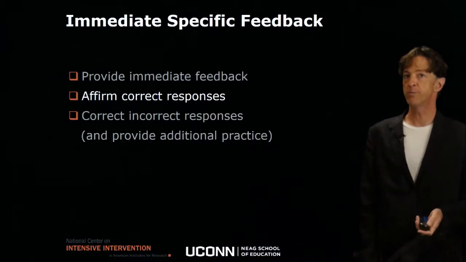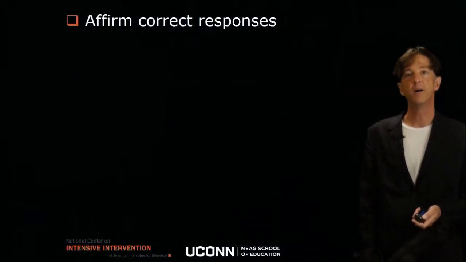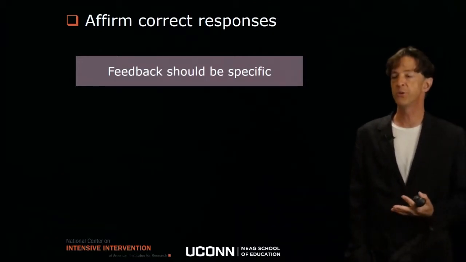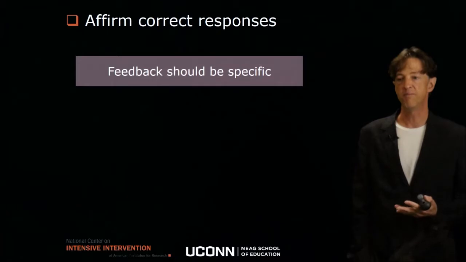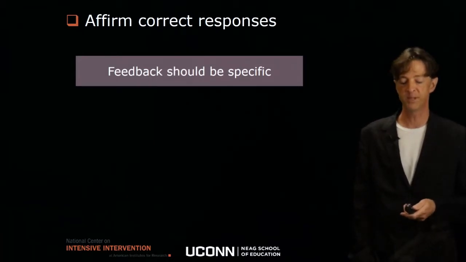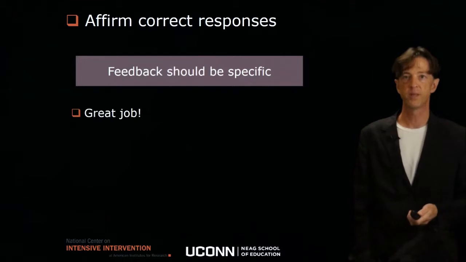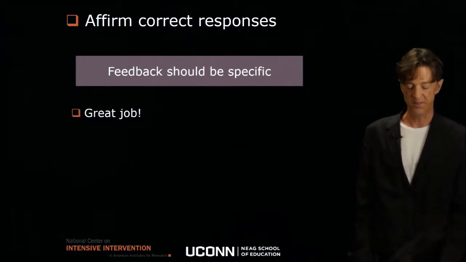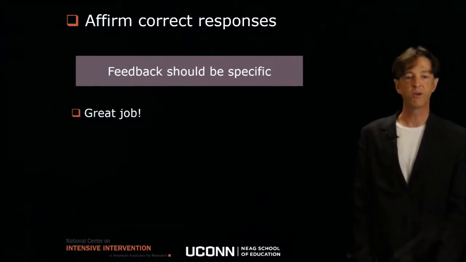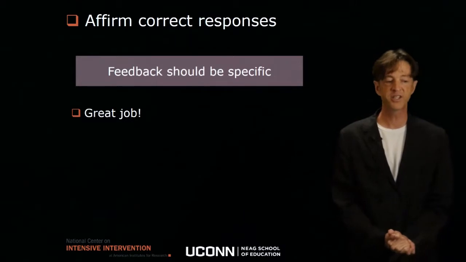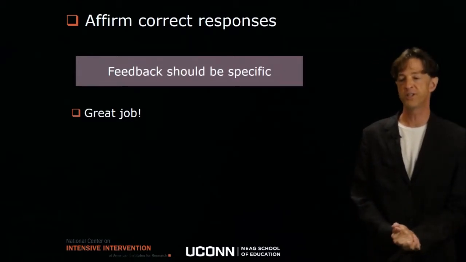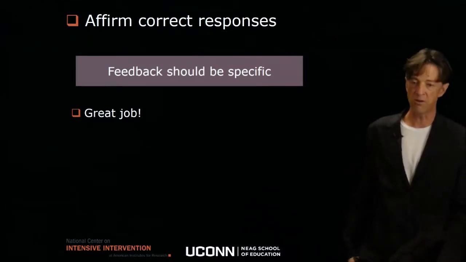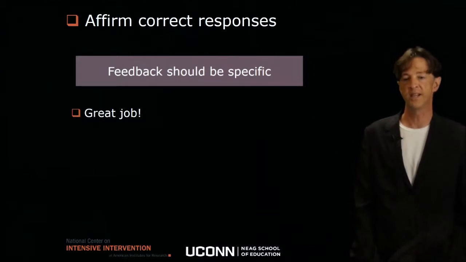All right, we also want to affirm correct responses. So feedback should be specific. We really want to tell students what they're doing a good job on, not being vague, but giving them specific feedback about what they're doing. A couple of examples of things that we say a lot is, great job. The thing about this is students don't know what they're doing a great job on. And especially during initial stages of learning, they may end up thinking that they're doing a great job of doing something very different than what they're actually doing. So a great job is not terrible, but it doesn't really let kids know what it is that they did a good job with.